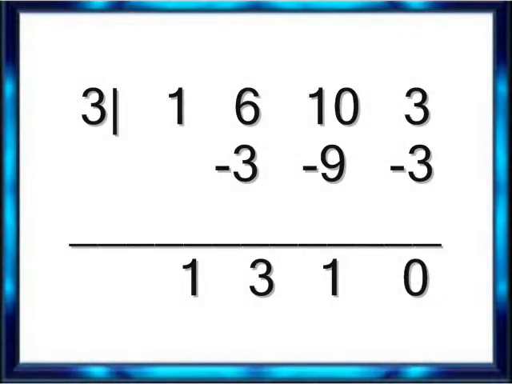1 is the first number, so it should be brought down and multiplied by negative 3. The answer is negative 3. Negative 3 should be then placed under 6. The next step is to add 6 and negative 3, in which the answer is 3. Now 3 should be multiplied by negative 3. The result is negative 9, and it is placed under 10. 10 plus negative 9 is equal to 1. 1 will now be multiplied by negative 3, giving negative 3 that will be placed under 3. 3 added to negative 3 is equal to 0.